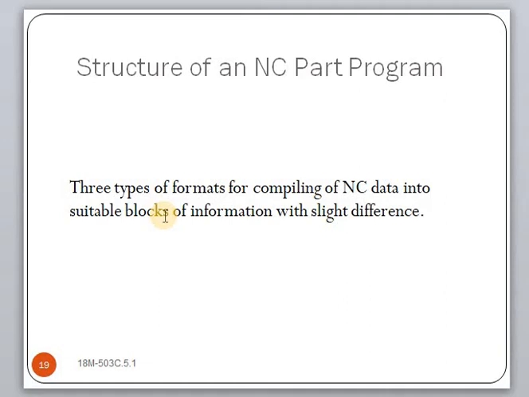The way in which the individual commands or words are arranged within the block is referred to as the block format. And there are 3 different block formats being used in industry, and those are fixed sequential format, tab sequential format, and word address format.